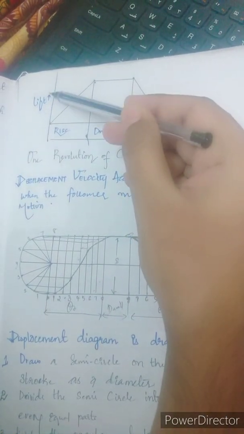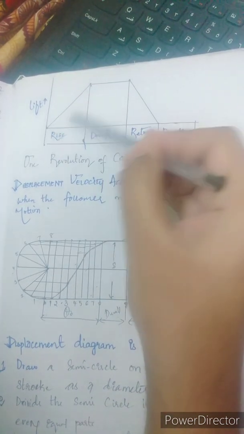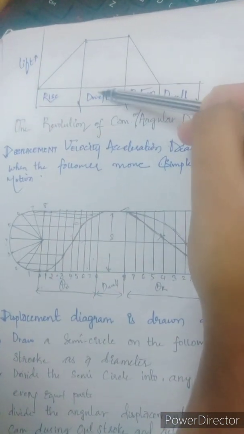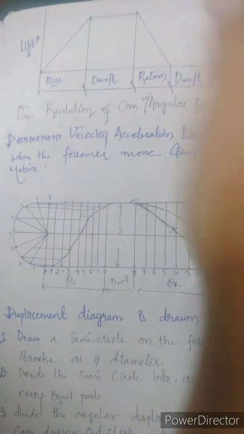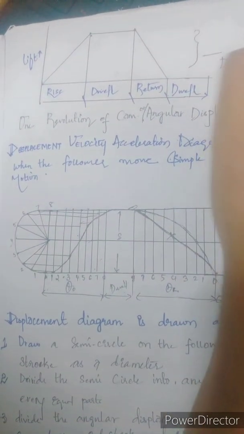The diagram which you are seeing now is the displacement, velocity and acceleration diagram when the follower moves with uniform velocity. This is the uniform velocity diagram. This lift is the stroke, and this is the outstroke, this is dwell one, and this is the return stroke, and the rest of it is dwell two.